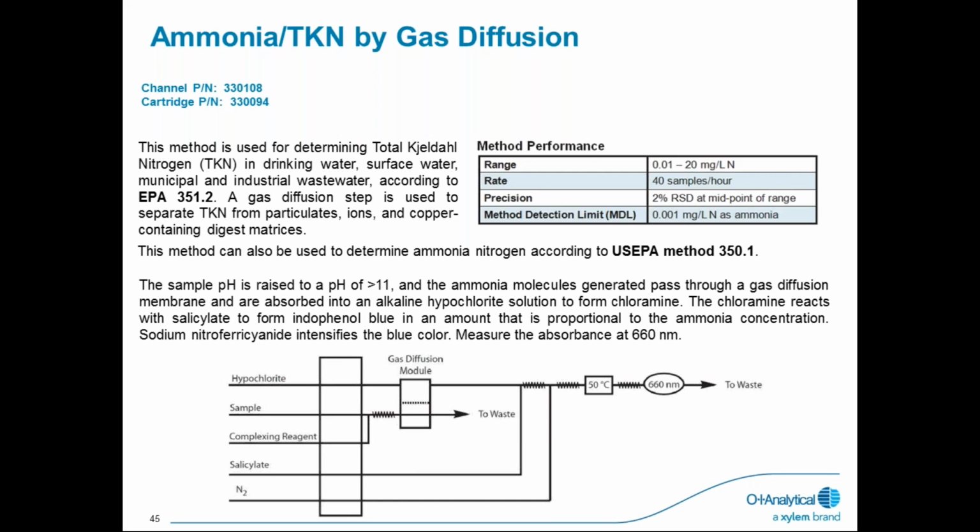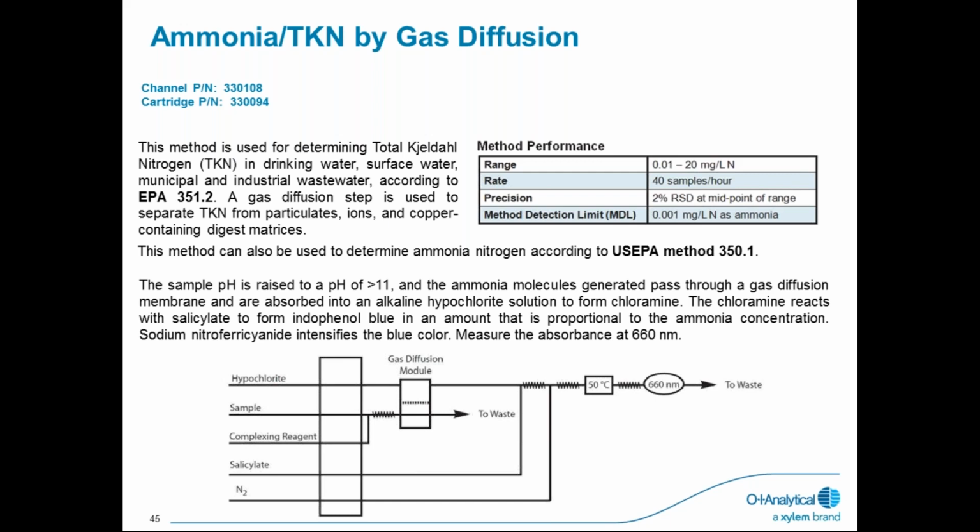We go through by saying this is used for determining TKN nitrogen in drinking water, surface water, and municipal and industrial wastewater, according to EPA method 351.2. A gas diffusion step is used to separate the TKN from the particulates, ions, and copper-containing digest matrices. This method could also be used to determine ammonia nitrogen according to EPA method 350.1.